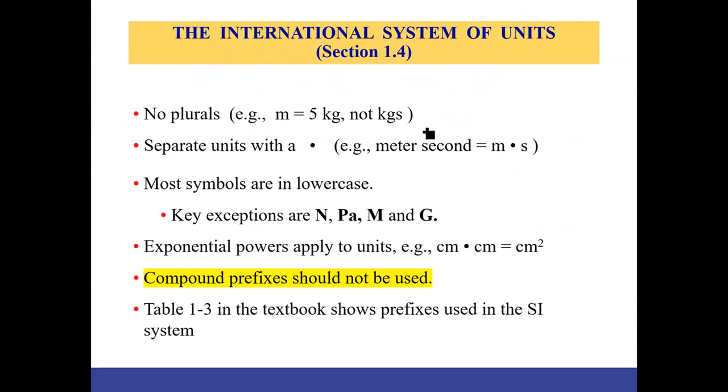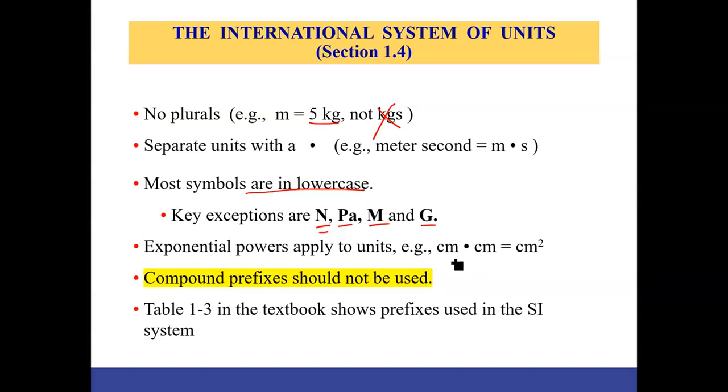There are certain rules that we need to follow when we write the units for our engineering calculations. Number one: never use plurals in units. So if it is 5 kilograms, then write kilogram, not kilograms. If there are multiple units together, then put a period in between them, so meter, period, or dot, second. Most of the units are defined in lowercase except Newton, Pascal, Mega, or Giga.